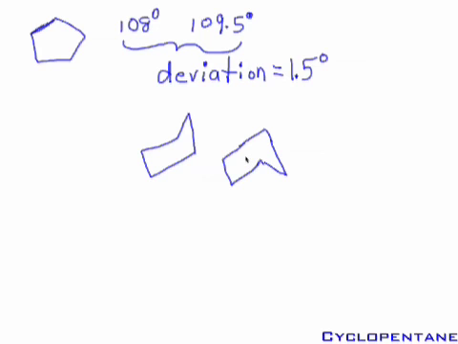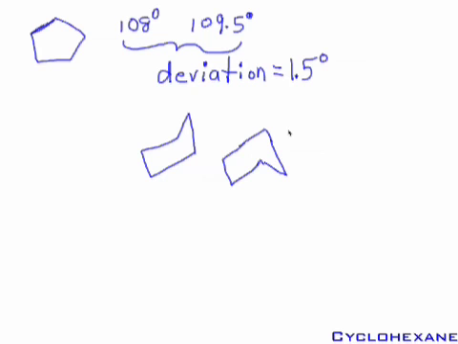Because of this, it can minimize the deviation. It can also keep the hydrogens somewhat staggered. Minimizing angle strain and torsional strain reduces the overall ring strain. So if we look at cyclopentane, we would say it's a pretty much ideal ring system with very little deviation.